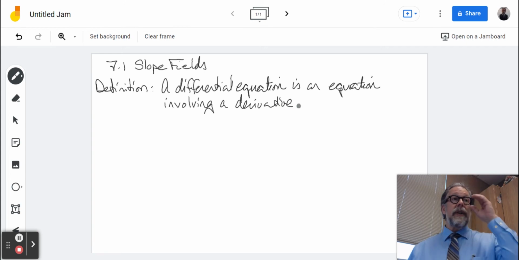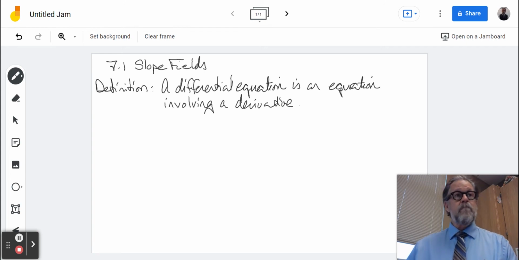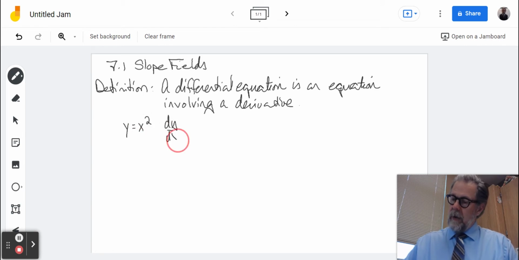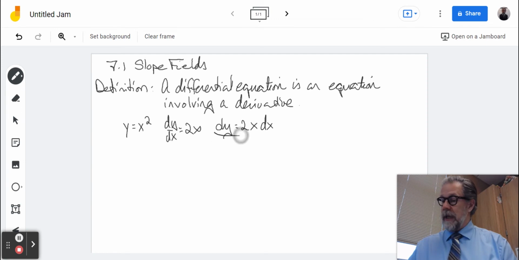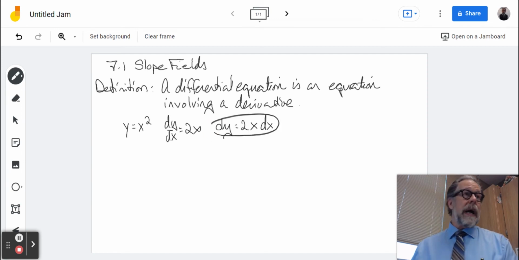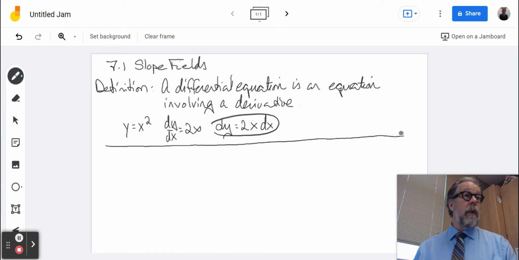Now, this comes from Chapter 6. You may remember that we said if we've got y equals x squared, dy dx is equal to 2x. That's a derivative of y with respect to x. And the differential equation dy is equal to 2x dx. And I would encourage you to go back and watch my Chapter 6 videos if you're not sure of the significance of that. So that's just something we need to know. When the words pop up, now you know what that means.